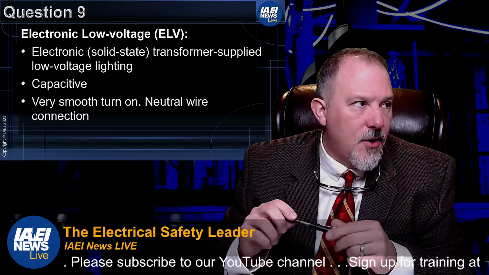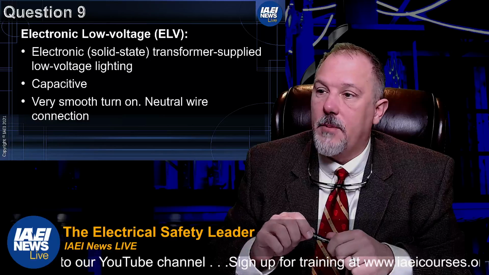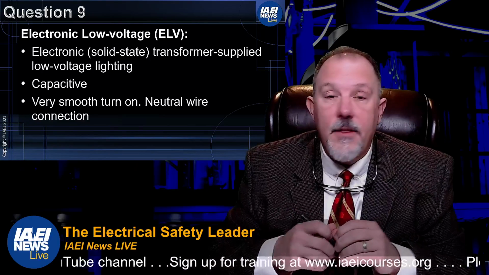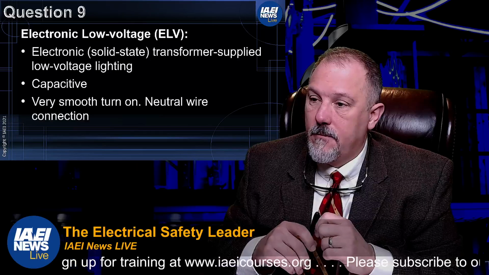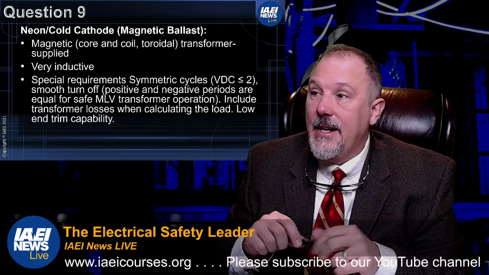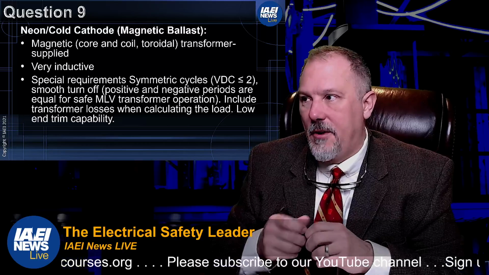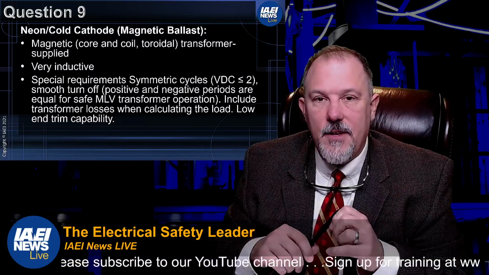You've got your electronic low voltage, so solid state transformer supplied low voltage lighting. These are capacitive types of loads, with very smooth turn on and off. You've got neon and cold cathode. These are your magnetic ballasts, very inductive loads.